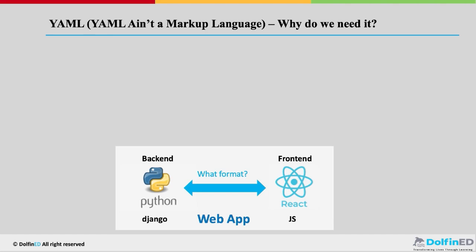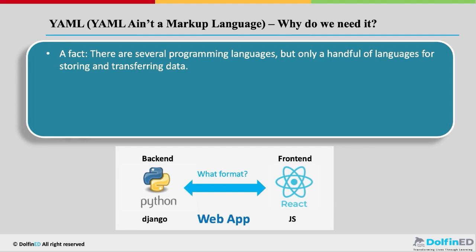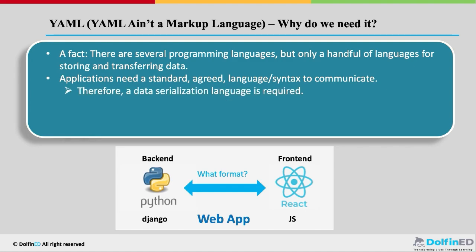And this is where we need the serialization or the data serialization language. And the most famous ones are three. This is XML, JSON, and YAML. A fun fact, there are so many programming languages out there today, but only a handful of languages for storing and transferring data, or data serialization languages. However, applications written in different languages, in different formats, need a standard agreed-to language or syntax in order to communicate and transfer data among them. And that's again why this is important, YAML, JSON, and XML.